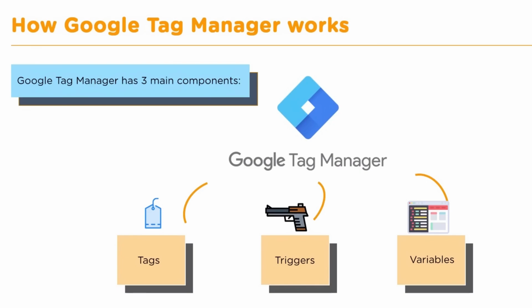The tag contains the JavaScript code obtained from platforms like Facebook. The trigger determines when the code should be activated within the Tag Manager, and variables provide supplementary data required for the proper functioning of tags and triggers.